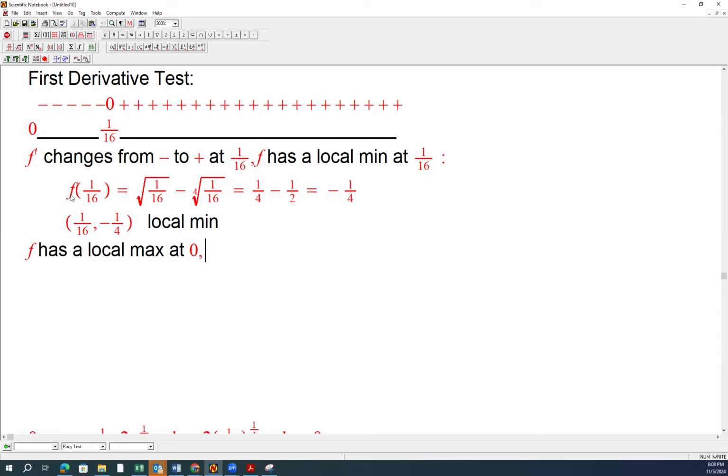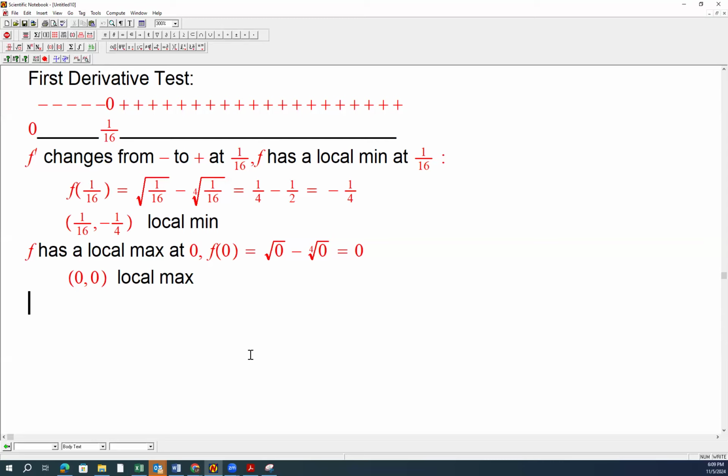So we just plug in the value. f of 0 is going to be 0, this is going to be 0, and that's going to be 0. So the local max is going to be 0, 0. This is the local max. So this is the first derivative test. It is done. Can we do the second derivative test?